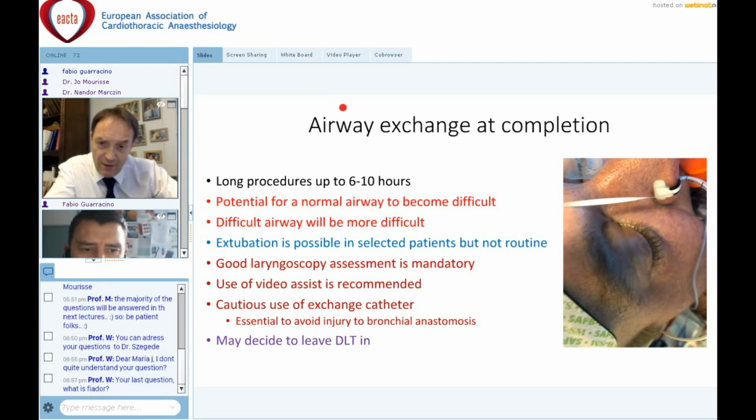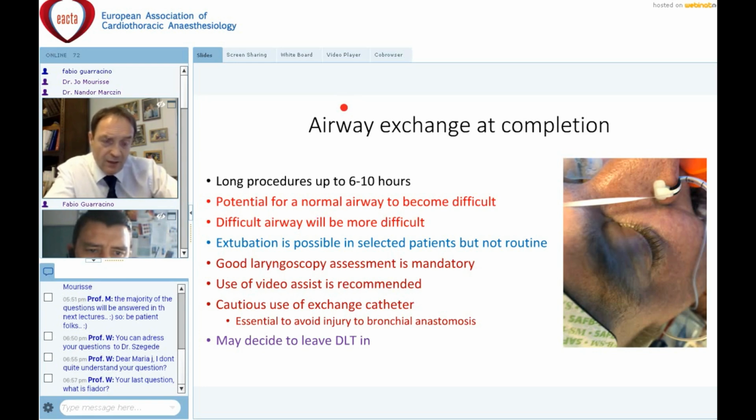Video-assisted devices are important, and we may have the opportunity to use the exchange catheter, as we heard in the previous talks. However, here we have the difficulty of the anastomosis, potentially on both sides. Therefore, the exchange catheter must be used very carefully in order to avoid any injury to the bronchial anastomosis.